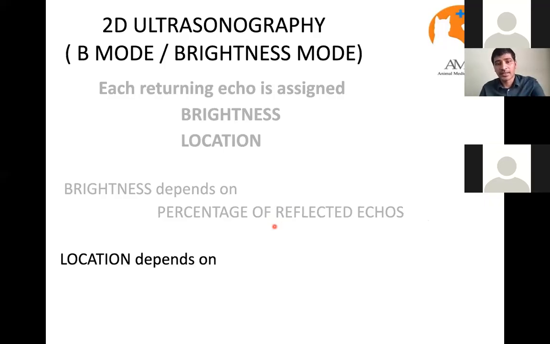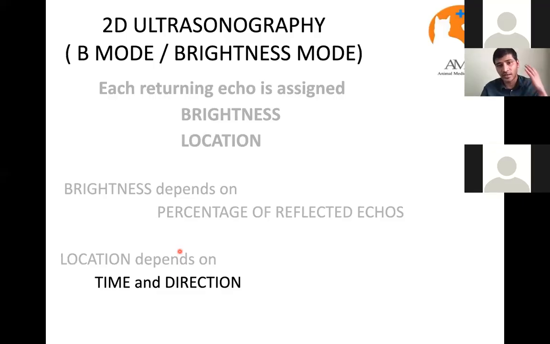So the brightness depends upon the percentage of reflected echoes, and the location depends upon the time and direction. Let's say the ultrasound wave leaves the probe, runs through the medium, and gets back. If the echo comes back from a near place, it is given one location in the image. If the echo comes from a far location, it is given a different location. So it all depends on time of travel. We call it the time travel of the ultrasound wave.